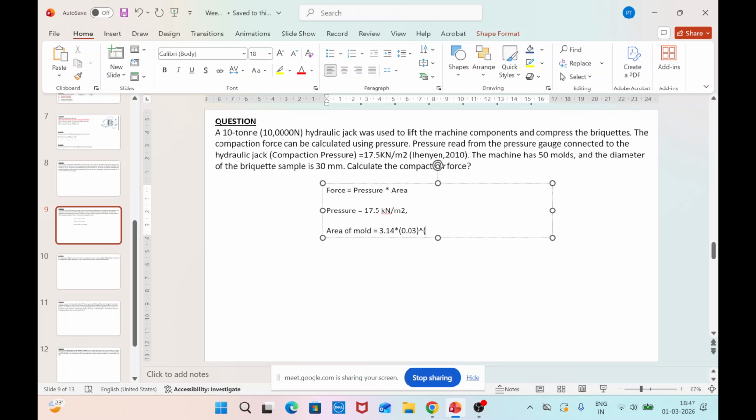The whole square. So these many meters square for 1 mole. Now he is saying the machine has 50 moles. So the area of 1 mole times the number of moles. That means it will be 3.14 multiplied by 0.03 whole square multiplied by 50.